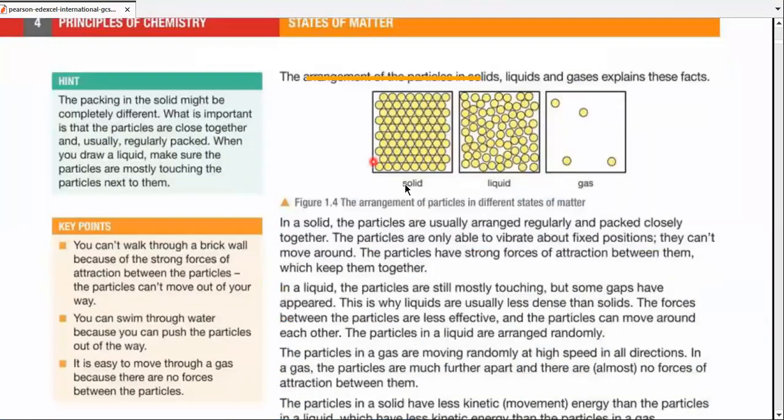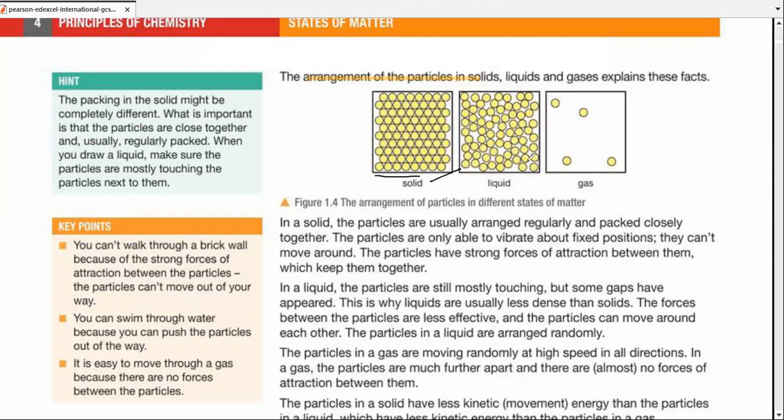Now, what's important is that we understand the structures that are usually drawn for solids. Take a look, the solids are regularly arranged in proper layers. You would see that all the particles are touching one another. So they are tightly packed and properly layered, which means the packing is regular and tight.